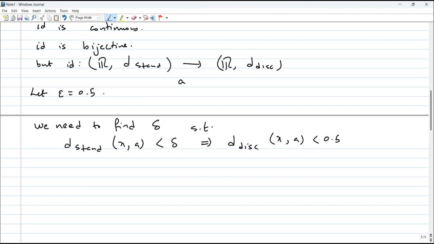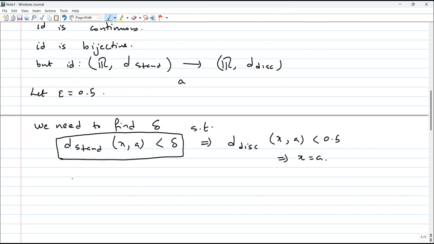Now, in the discrete metric space, the distance is always 0 or 1. If it's less than 1, then it's 0. That means x is equal to A. Now, in the standard metric, if you choose any positive delta, there will always be some x that's not equal to A, but that's really close to A. Because you could choose delta equals 0.001, then A plus 0.0001 will be in that neighborhood.